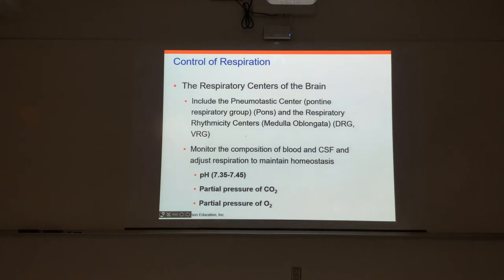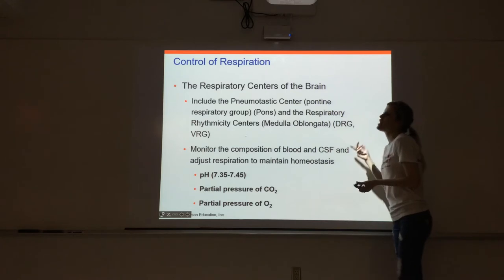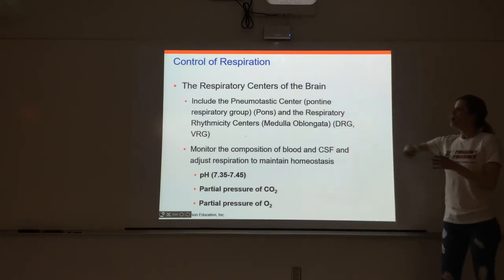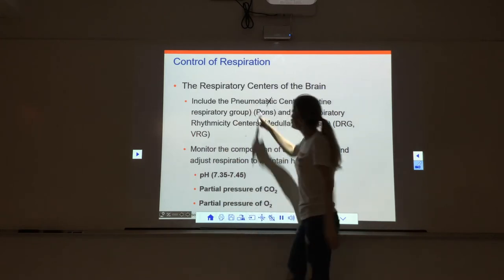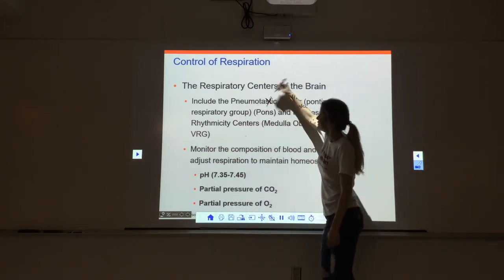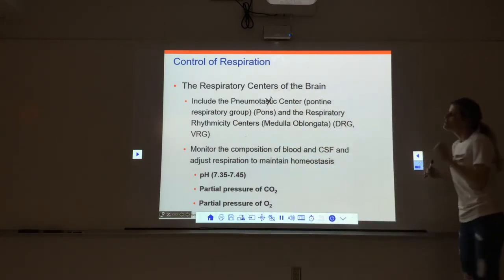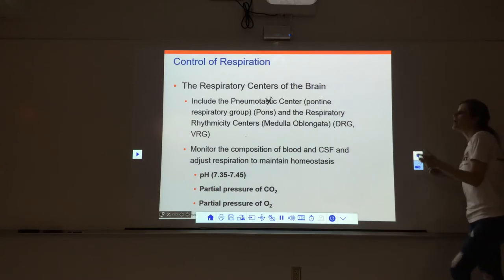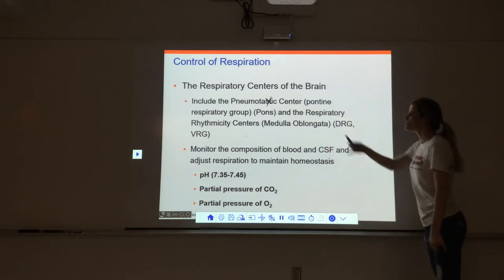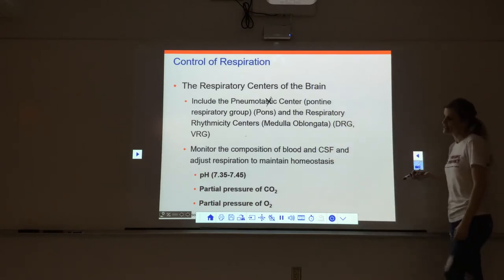So these last couple slides, guys, just address the different ways that we control respiration centrally. So we have numerous different respiratory centers present up in the brainstem. This should be pneumotaxic. The pneumotaxic center is present in the pons. And then down in the medulla oblongata, we've got the respiratory rhythmicity centers.